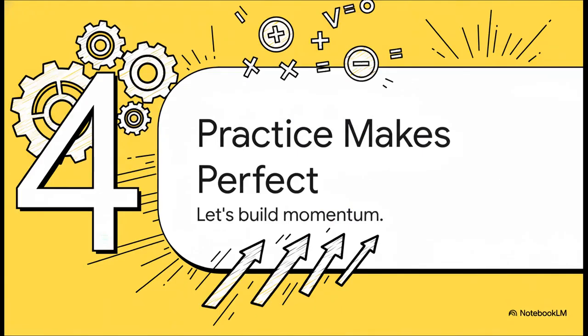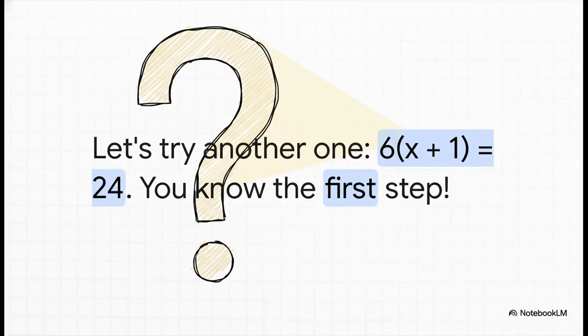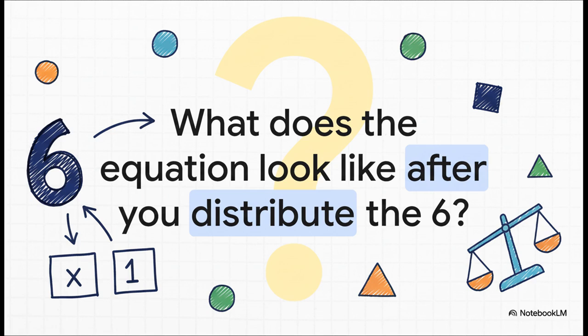All right, theory is great and all, but let's be real, practice is where this stuff really starts to click. So let's run through a couple more examples just to build up some speed and get this locked in. Okay, ready for another one? Let's pick up the pace just a little. We've got 6 times the quantity x plus 1 equals 24. All right, you know the drill by now. What's that first move? What's this equation going to look like after you work your magic and distribute that 6?